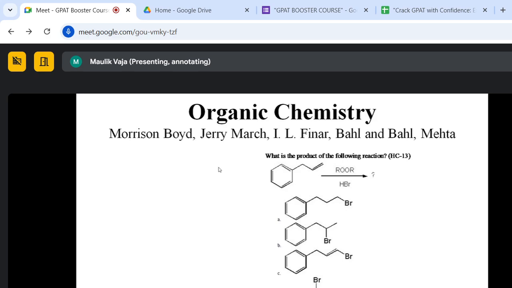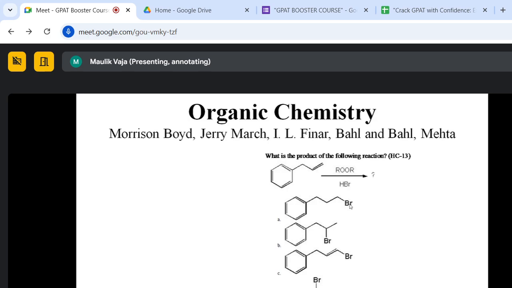No, no, it is an addition reaction. Here HBr is added across the double bond. Option A is the correct answer. On one carbon hydrogen is added and on another carbon Br is added. They will not give you the structure like that. So this is an addition reaction, an anti-Markovnikov addition reaction.